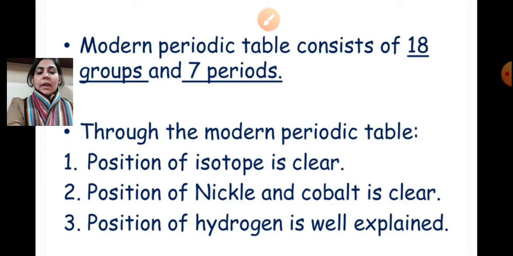अभी तक जितने भी साइंटिस्ट आए थे वो आइसोटॉप्स के बारे में नहीं बता पाए थे. पोजीशन ऑफ निकल एंड कोबाल्ट ये भी क्लियर नहीं हो पाया था. हाइड्रोजन का भी प्लेस क्या होना चाहिए, हाइड्रोजन को एल्कली मेटल वाले ग्रुप में रखना है या हेलोजन वाले ग्रुप में रखना है. मॉडर्न पीरियोडिक टेबल तक ये सब क्लियर हो चुका था. These doubts were clarified by the modern periodic table given by Henry Moseley, which explains these 3 points: the position of isotopes, the position of nickel and cobalt is very clear, and he assigned a very clear position to hydrogen also.